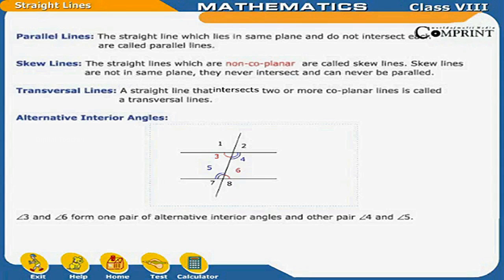Transversal line. A straight line that intersects two or more coplanar lines is called a transversal line. Alternate interior angles. Angle 3 and angle 6 in the figure form one pair of alternate interior angles, and the other pair is angle 4 and angle 5.